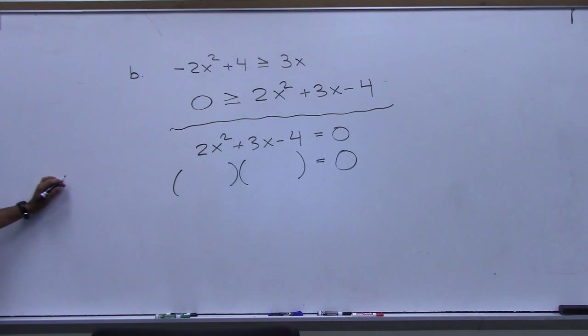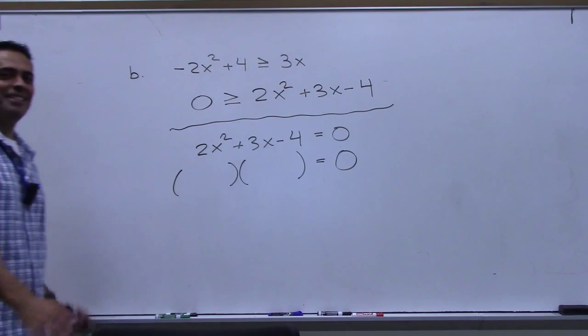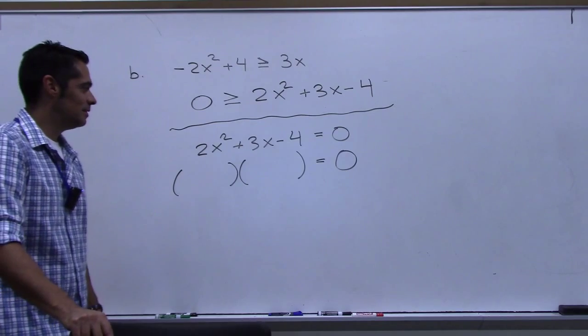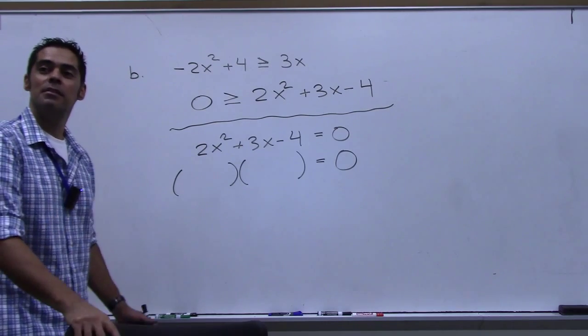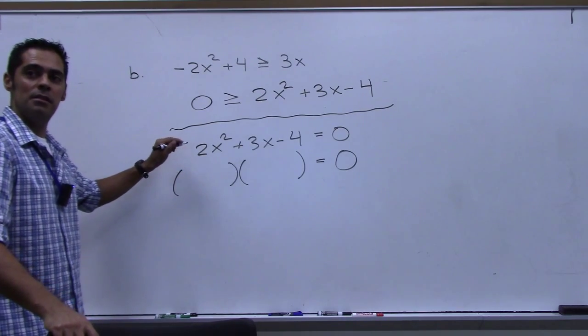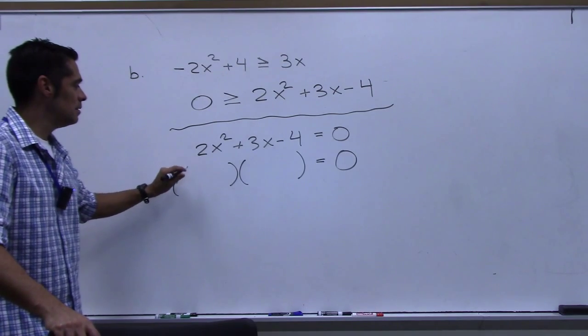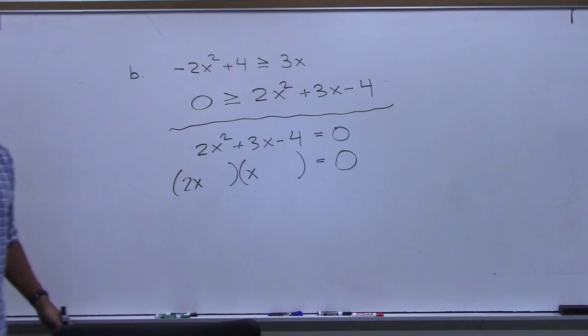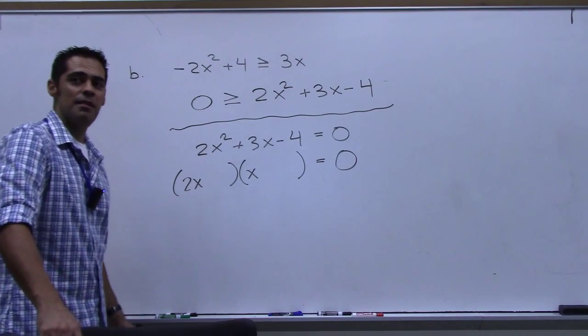Does it? How would you check? You did? I didn't hear you. So does it factor? What do you think? How would you check? Do y'all have a way? Wouldn't one be 2x? Yeah, one of them has to be 2x, which means the other one would have to be x, if it factors. Or can you do the AC method? Yeah, the AC method, that's what I was hoping you'd say.